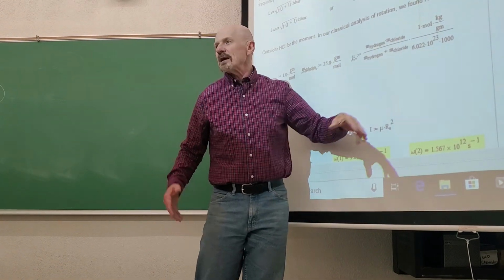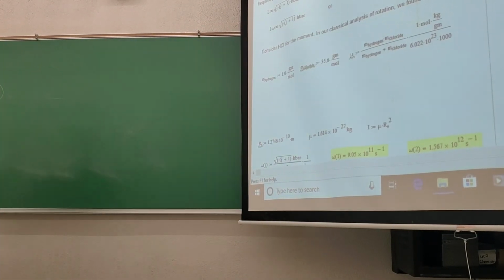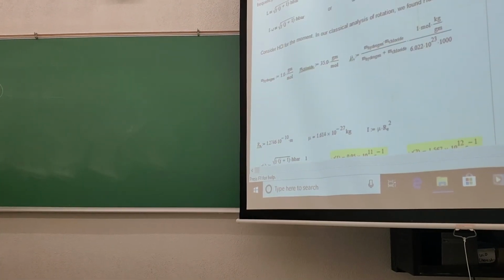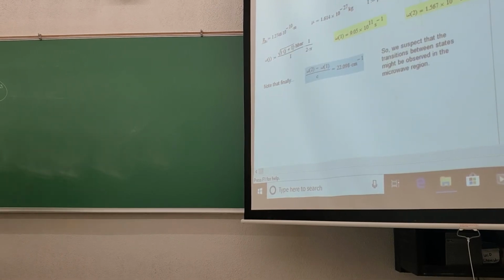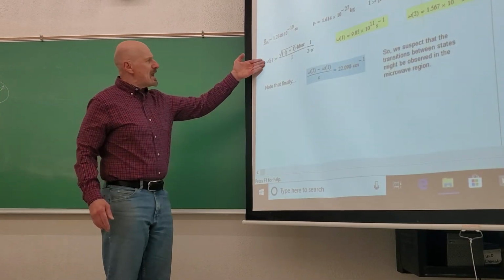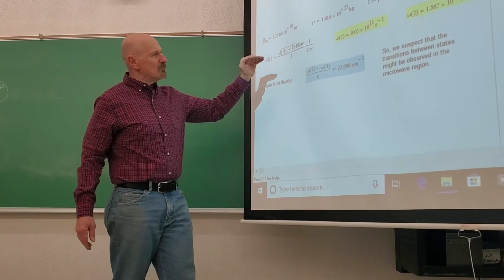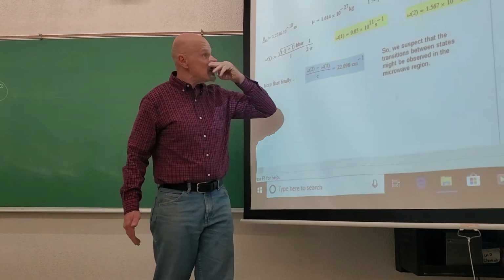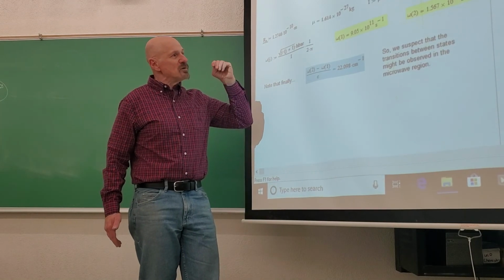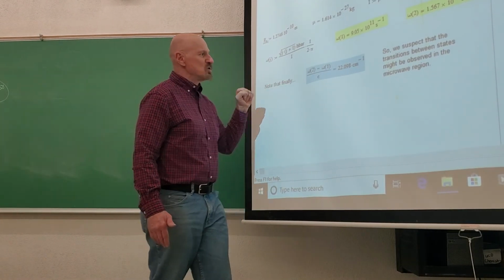And again, I put everything into absolute kilograms, so I do that as well. And so when I put my values in place, I get a rotational angle for J equal 1 of about 9 times 10 to the 11th. And for J equal 2, 1.567 times 10 to the 12th.